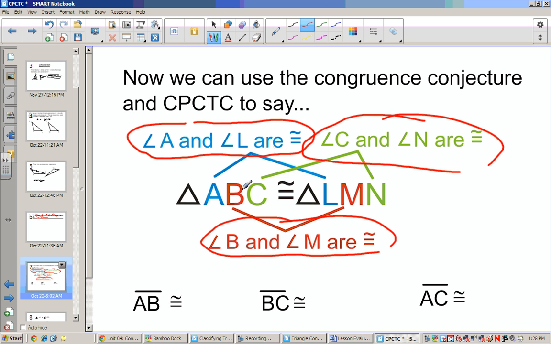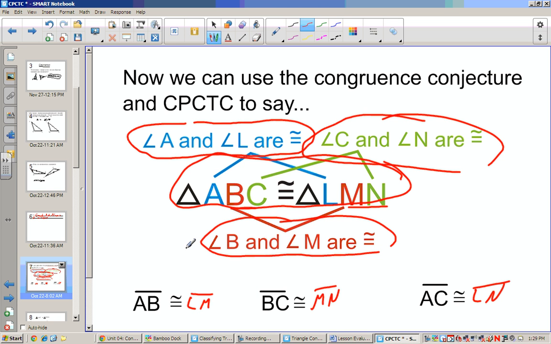Also, AB, those are the first 2 letters. That's going to match up with LM, because those are the first 2 letters. BC and MN are the last 2 letters, so they have to be congruent. Also, AC is the first and last. LN is the first and last, so those have to be congruent. So this one statement, from knowing this one thing, there are 6 different congruencies that come out of it.